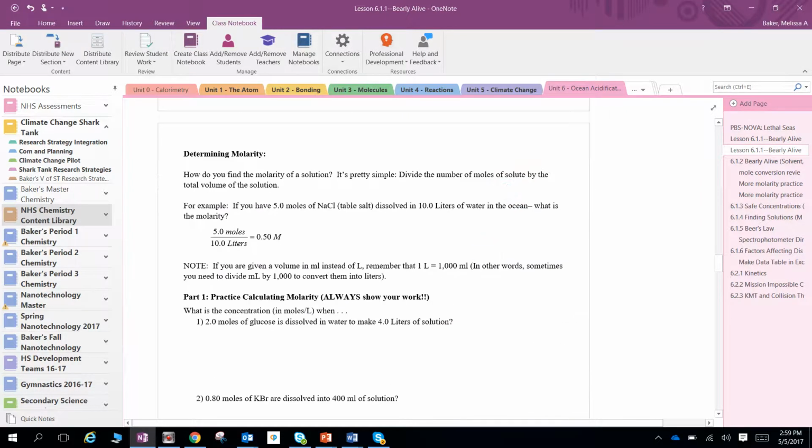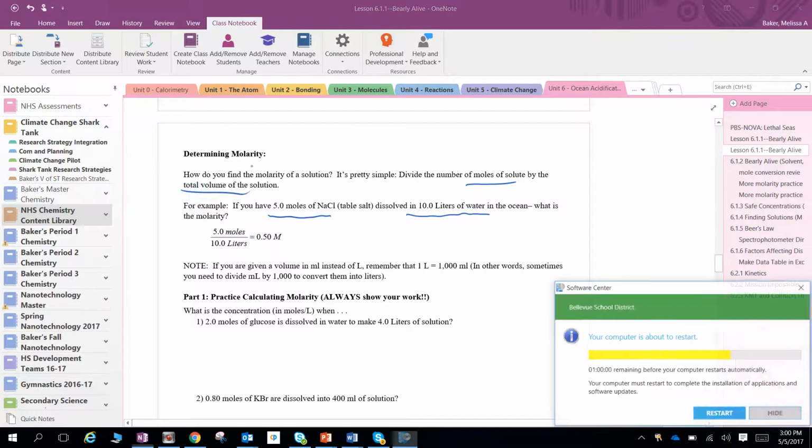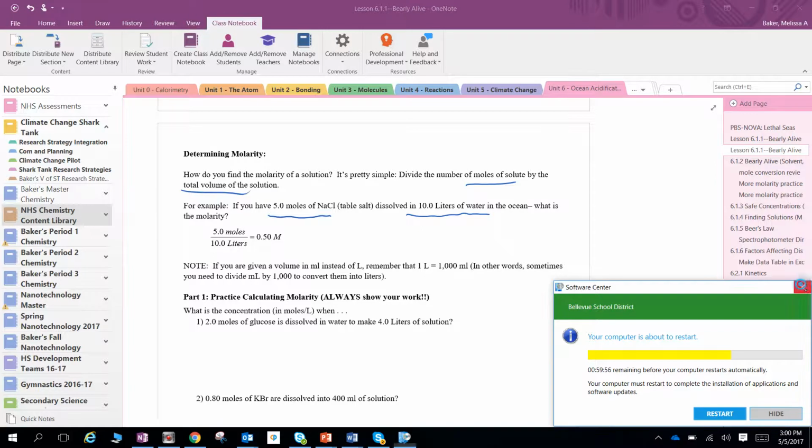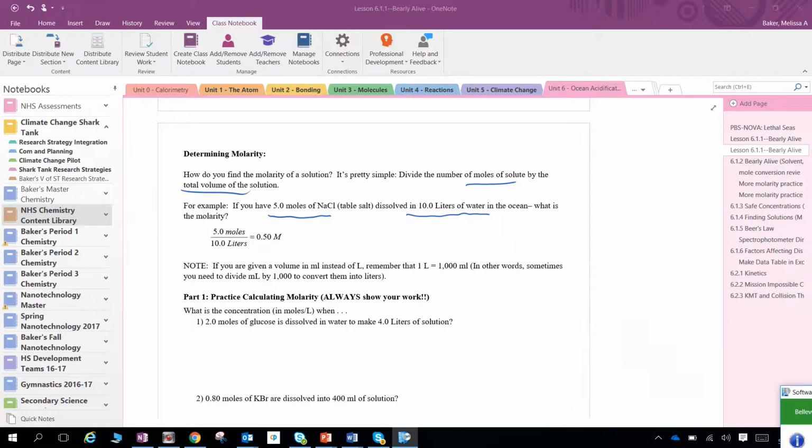Let's move on to some of the math. So, for example, it says, what if you've got 5 moles of table salt dissolved in 10 liters of water in the ocean? What is the molarity? Well, again, we're going to divide the moles by the total volume in liters. So 5 moles divided by 10 liters is 0.5.